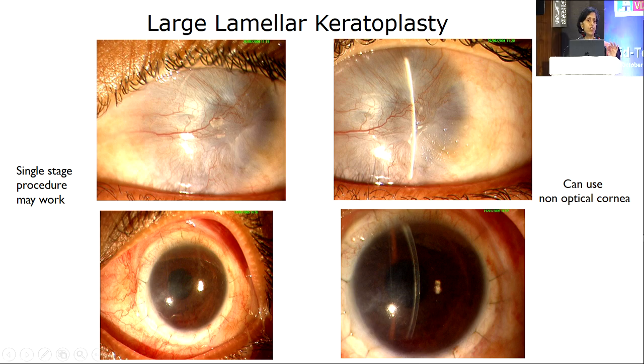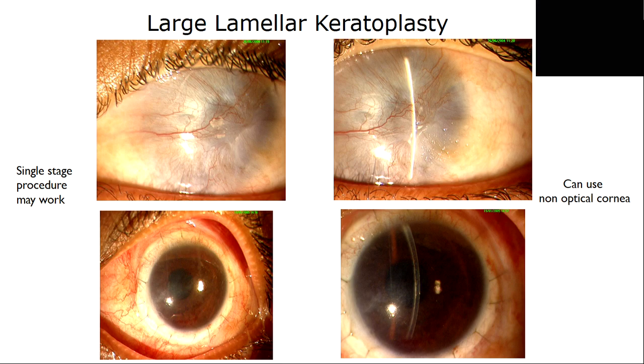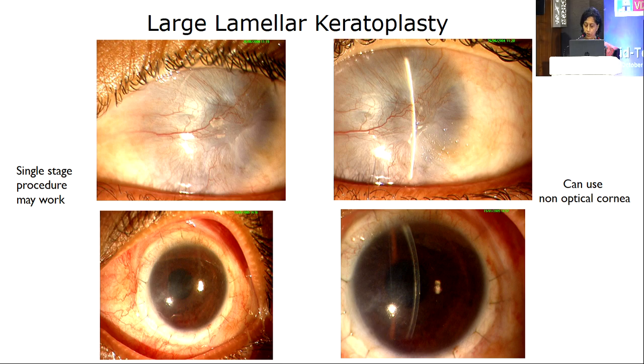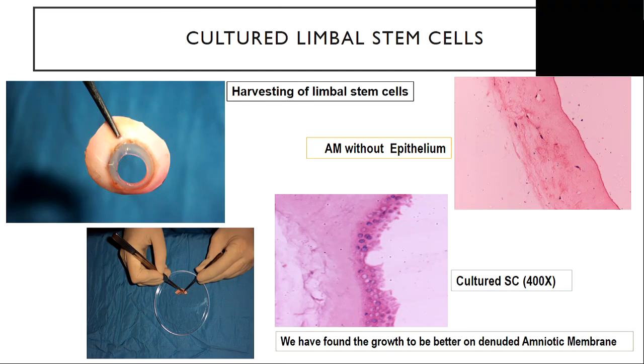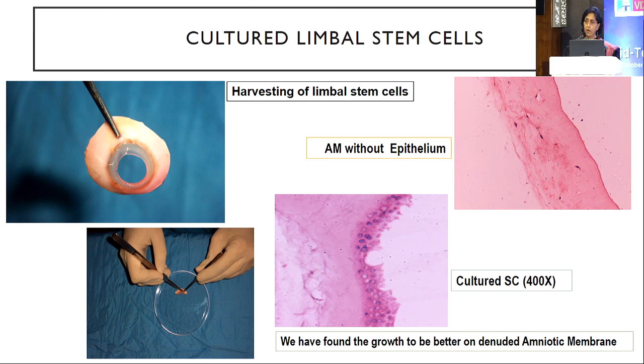So the only indication I will say is if it's an unstable cornea, a thin cornea, and it is a situation where you would like to do it together, and restore the vision as well. And of course, later on, you can always do an optical keratoplasty for the central cornea.